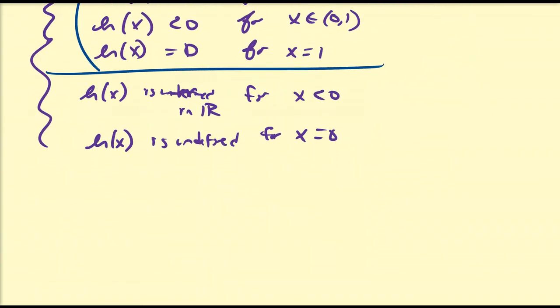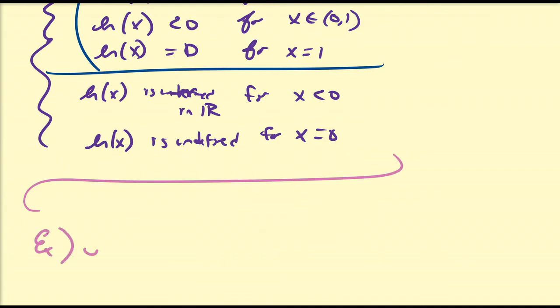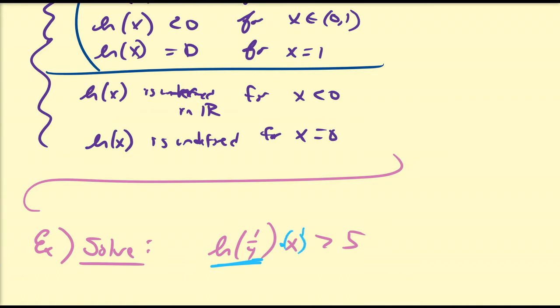So a basic example of this is the following inequality. My goal is to solve the natural log of 1/4 times x is greater than 5. Now, you may be thinking, oh, I don't know how to solve logarithmic inequalities. Well, notice this is not a logarithmic inequality, this is a linear inequality, because natural log of 1/4 is just a number multiplied by x to the power of 1. So this is a linear inequality.